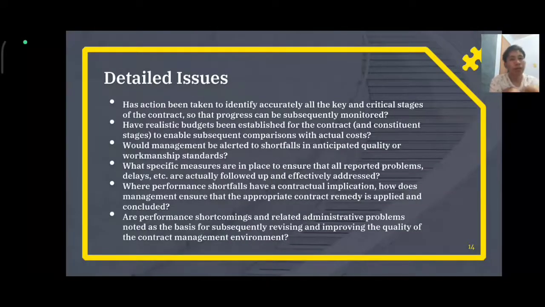Where performance shortfalls have contractual implications, how does management ensure that appropriate contract remedy is applied and concluded? Then last is, are performance shortcomings and related administrative problems noted as the basis for subsequently revising and improving the quality of the contract management environment? Yung sa detailed issues, parang magkakatulad lang siya pero meron din pagkakaiba.